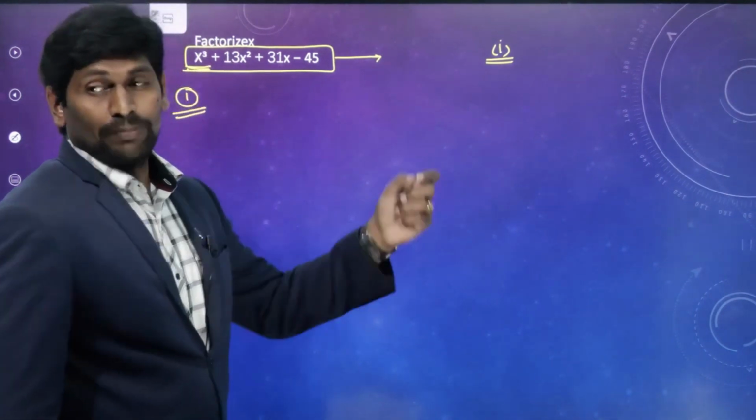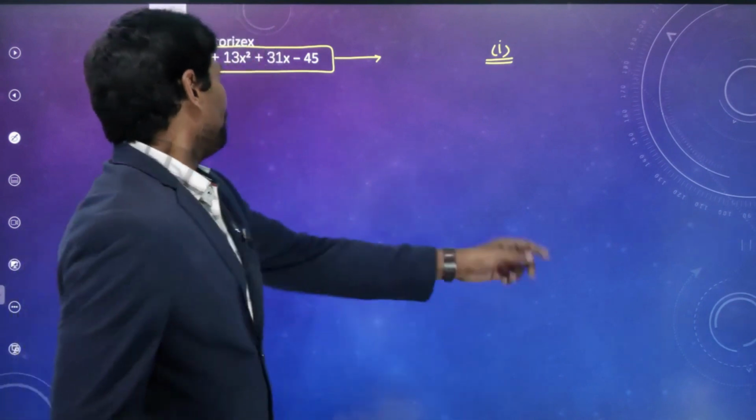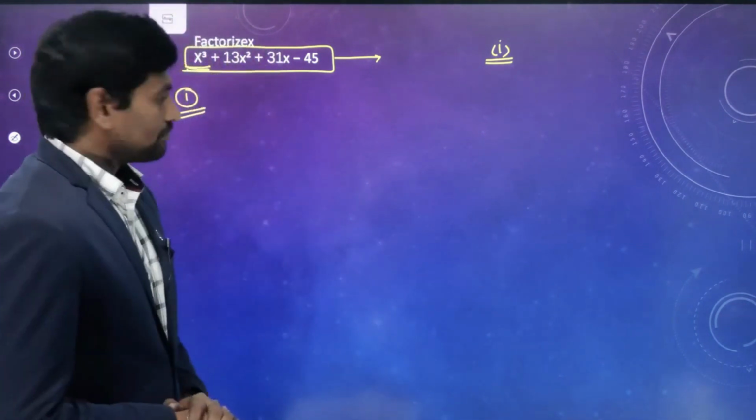Okay, but for a quadratic polynomial we have 3 different types of methods. What are they? We can use the quadratic formula, that is, x equals minus b plus or minus square root of b square minus 4ac, divided by 2a. Or we can use splitting the middle term, or the completing the square method. So 3 different methods are there to identify the roots or solutions of a quadratic equation or polynomial. But here, it is a cubic polynomial, no?